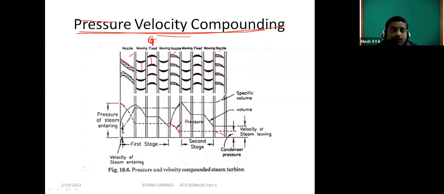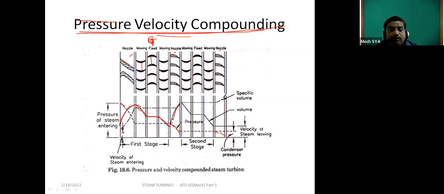Then in the nozzle, what happens? Same principle. In the nozzle, the velocity goes on increasing. But in the moving blade, the velocity will decrease because it is striking and giving its momentum. Afterwards, in the fixed blade, the pressure remains constant, and the velocity also remains constant because it is the fixed blade of the impulse turbine. Then in the moving blade, it will decrease again. And again it will increase because next is the nozzle.